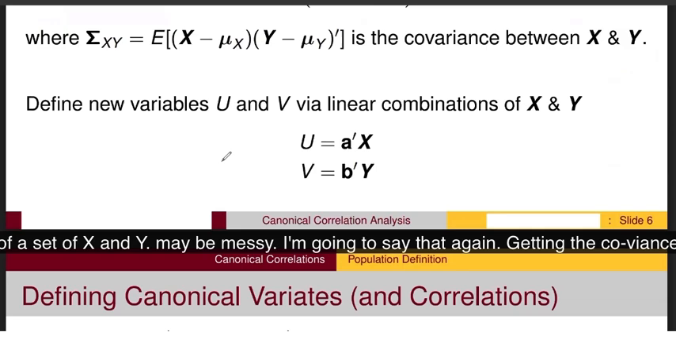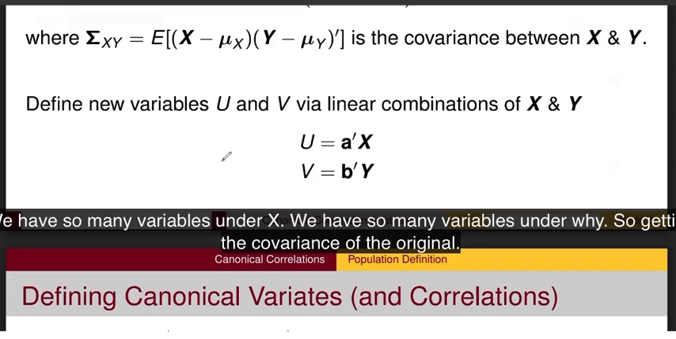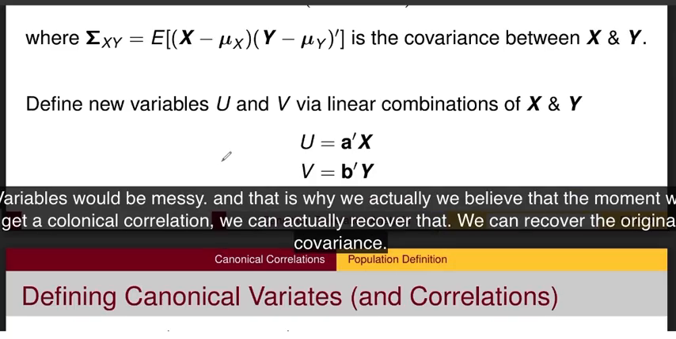I'm going to say that again. Getting the covariance of the set of variables x and y, because we have so many variables under x, and we have so many variables under y, getting the covariance of the original variables would be messy. And that is why we believe that the moment we get a canonical correlation, we can recover the original covariance.